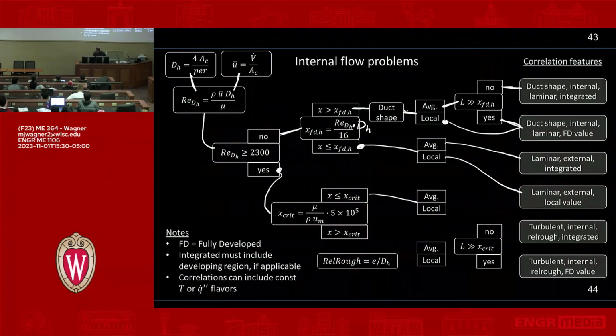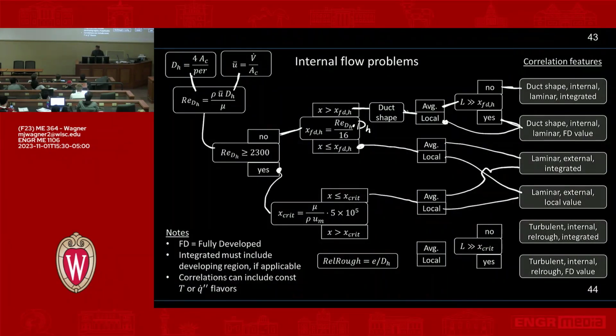So now I'm going to ask, am I looking for average or local? If I'm looking for average, well, it turns out I'm going to use laminar external integrated correlation, right? The same one as above. If I'm looking for local, I'm going to use laminar external local. So those actually end up lining up there.